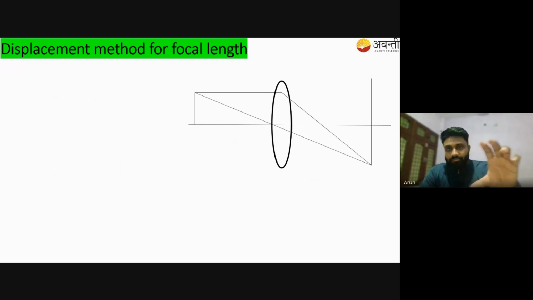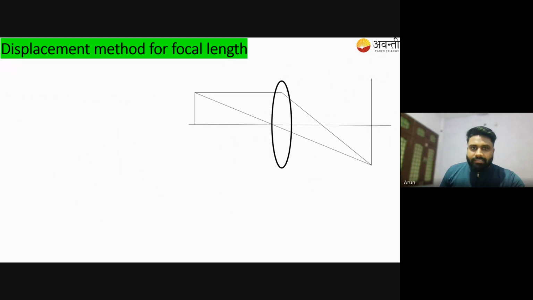This is the system, this is the lens we have along the principal axis. So what we will do, we will just shift it from here to here and see what is the position of the image that we are getting. And based on that data, we find the focal length of this lens. So this is the experimental method of finding the focal length.